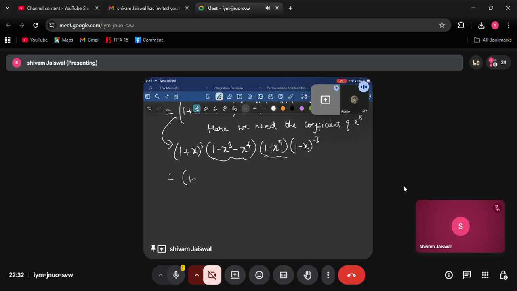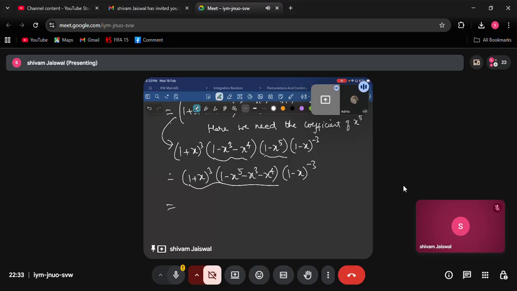So it will be (1 plus x) whole cube multiplied by (1 minus x) to the power 5. Okay, x to the power 5 is needed. Then minus x cube is needed. Minus x to the power 8 is not needed, so I won't write. Minus x to the power 4 is needed. Apart from that, it is not needed. X to the power 9 is not needed. Multiplied by (1 minus x) whole to the power minus 3. Again, let us multiply these two.